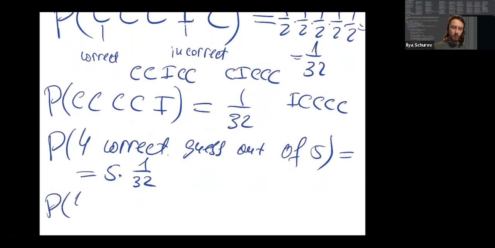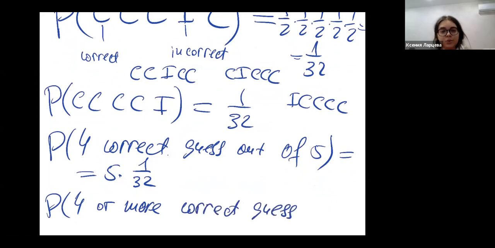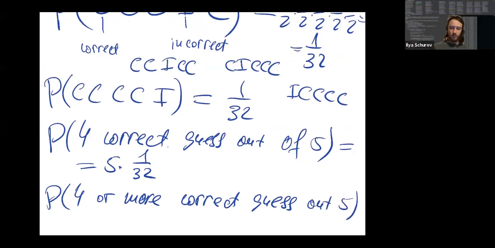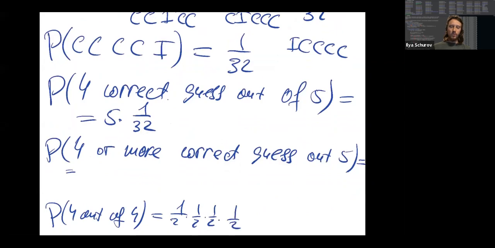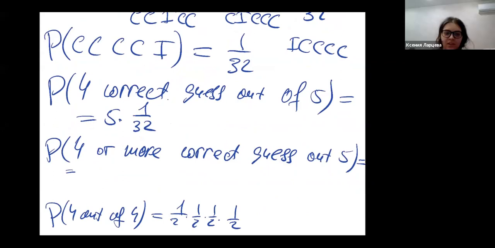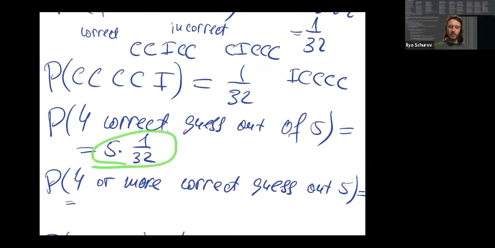And finally, what is probability to get 4 or more correct guesses? So does it mean that if we just multiply 1/2 4 times, it won't give us an answer? It won't. Actually, if we multiply 1/2 4 times, we'll get probability to get 4 out of 4. But now we consider a different case. What is the probability to get 4 out of 5? Just different probability. And here it is calculated. It is 5 over 32.